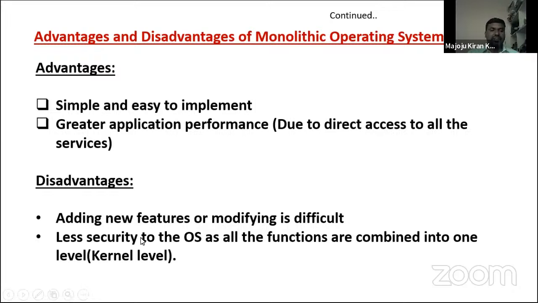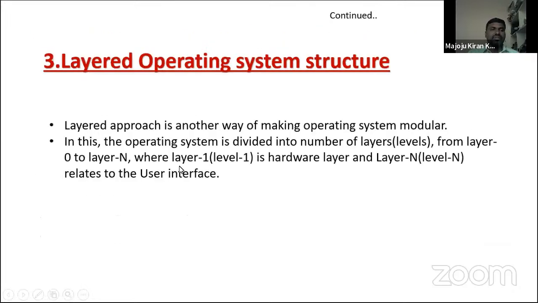Again, there is a security issue. Okay, so let us see the layered operating system structure. This is the third type of structure of operating system. In this way also we can modularize the operating system. See, the name itself is telling us how the operating system is modularized.